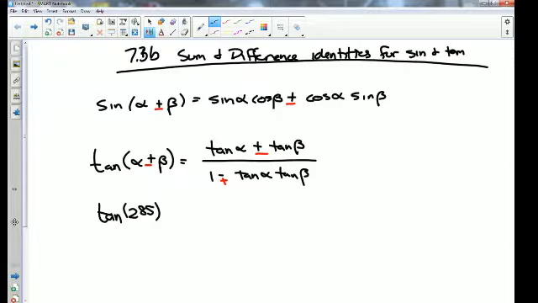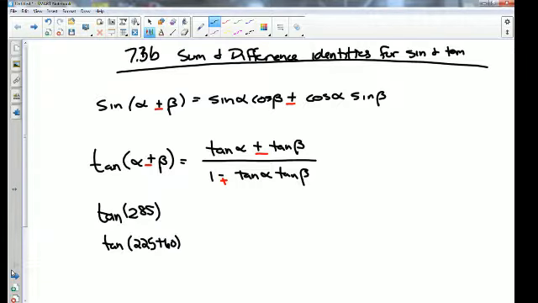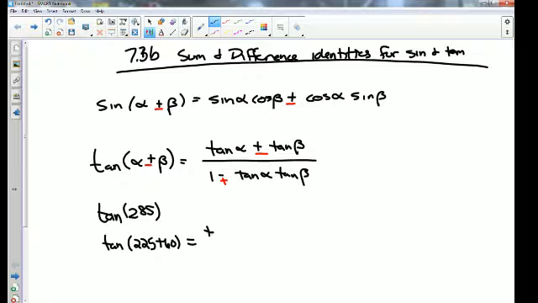270 and 15? Yeah. Is 15 on the unit circle? No, it is not. Okay? Add up to 285. 225 and 60. Okay, that's a good suggestion. 225 plus 60. So build your formula. Tangent 225 plus tan 60 over 1 minus the two of them multiplied together.